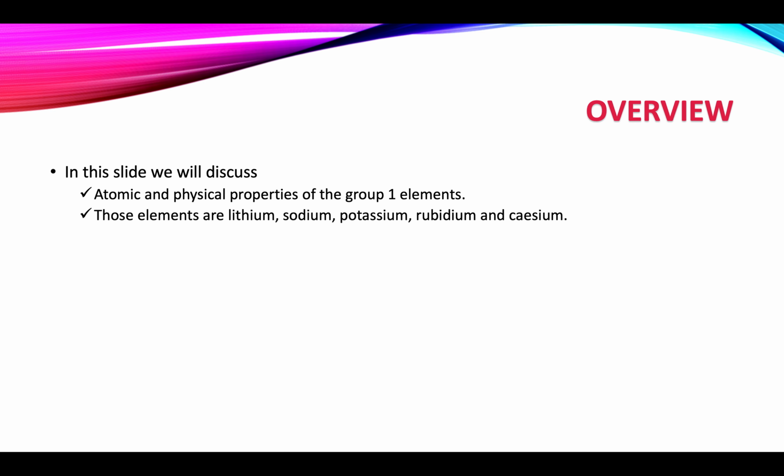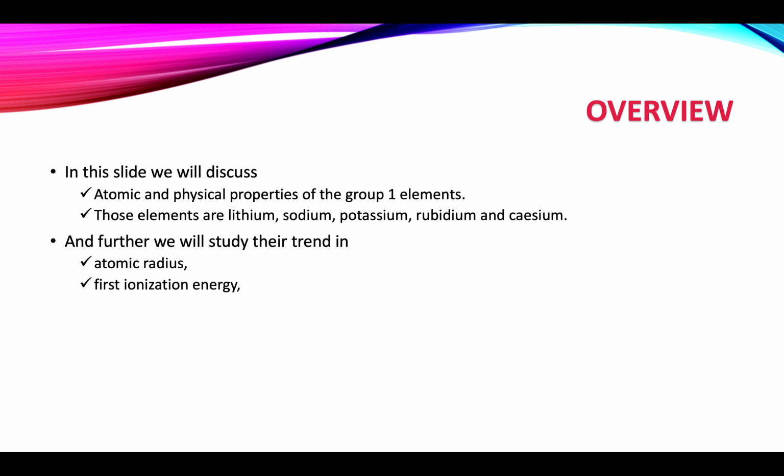Why are they known as alkali metals? Because the oxides of these elements are basic in nature and they yield alkalis when dissolved in water. Hydrogen is not included in the alkali metals. It is placed above the alkali metals, but its position is ambiguous. And further we will study their trend in atomic radius, first ionization energy, electronegativity, melting and boiling points, density.